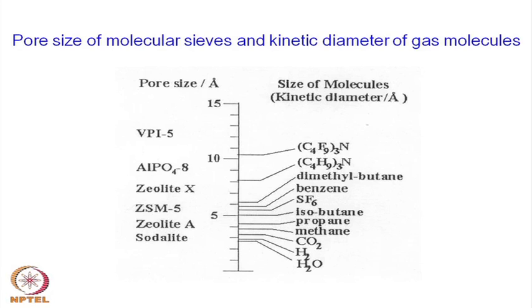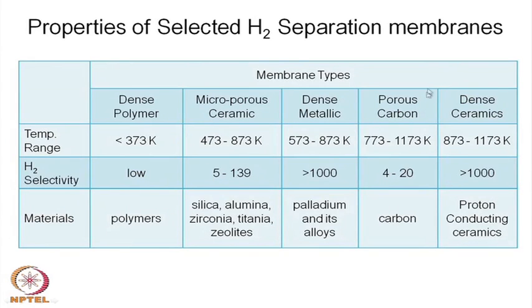Well, in the last slide it is not the dense membrane only which can be used for hydrogen separation, but there are porous membranes. Porous membranes, again high temperature membranes, can also be used for hydrogen separation. In an earlier slide we have talked about the microporous ceramic membranes, right.